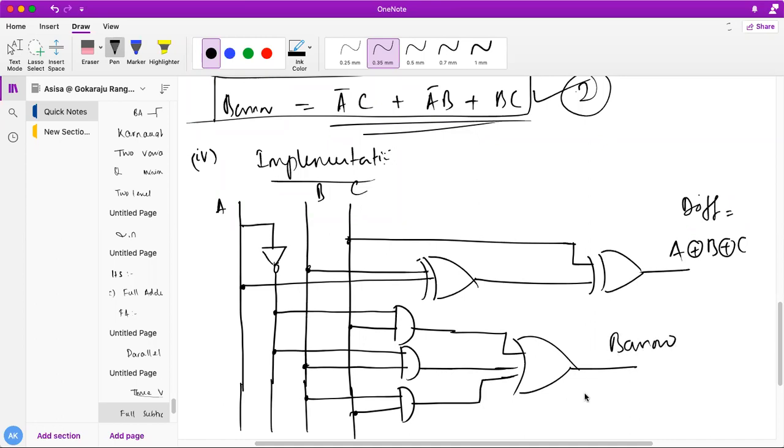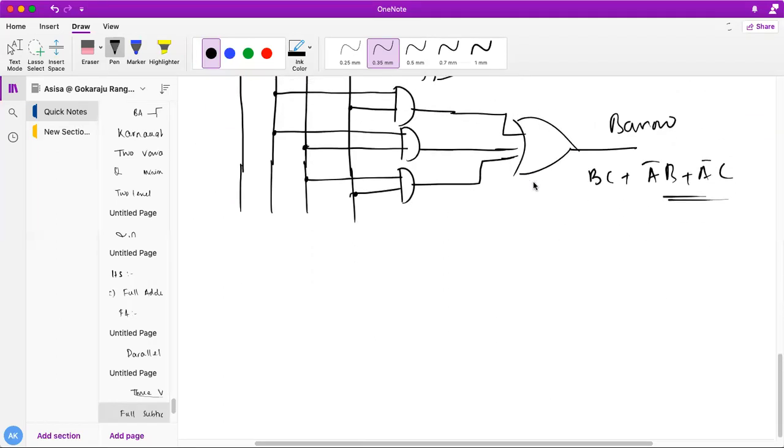All of you understand, students? So this is nothing else, BC. This is my A bar B, A bar C. This gives me borrow, and this gives me difference. So this is actually the implementation of my full subtractor. Okay, so now we can see how we can design a full subtractor using half subtractor.